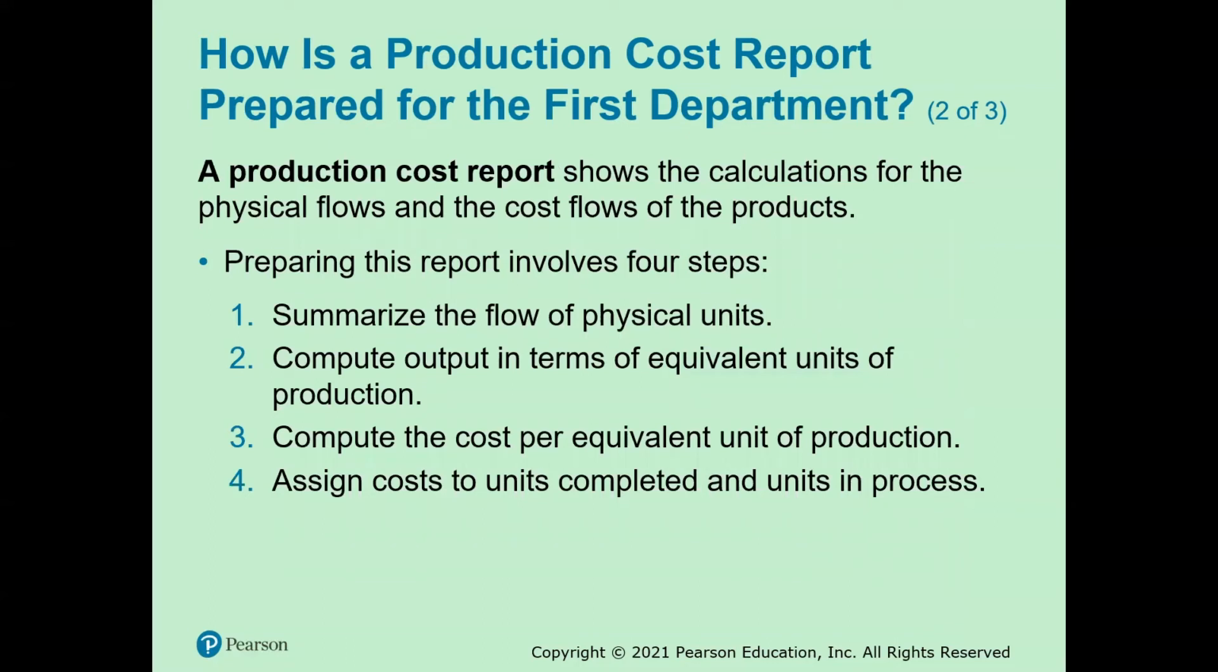A production cost report must be completed for each department. The production cost report shows the calculations for the physical flows and the cost flows of the products. There are 4 steps in preparing a production cost report. The first step is to summarize the flow of physical units. The next step is to compute output in terms of equivalent units of production, or EUP. The third step is to compute the cost per equivalent unit of production. And the fourth is to assign costs to units completed and units in process.